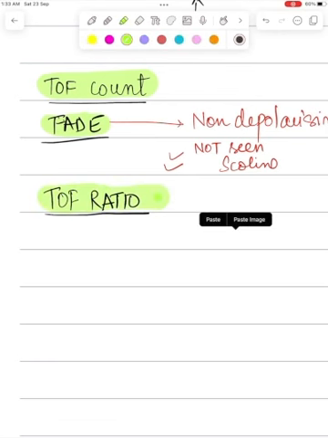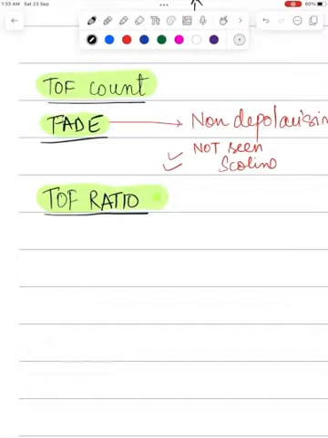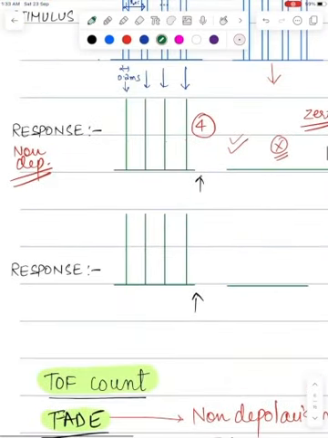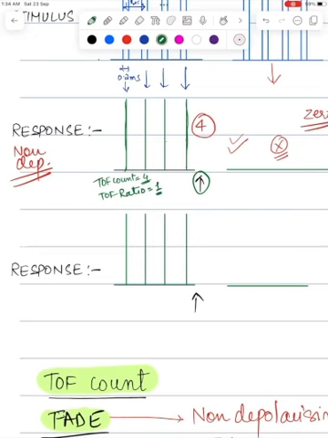So what is TOF ratio? It is simply the ratio of the amplitude of the fourth twitch to the first twitch. So T4 by T1 is known as the TOF ratio. As you can see, before the administration of the neuromuscular blocking drug, the TOF count was 4 and the TOF ratio is 1, because the amplitude of the fourth twitch is equal to the amplitude of the first twitch. Therefore, their ratio will naturally be equal to 1.